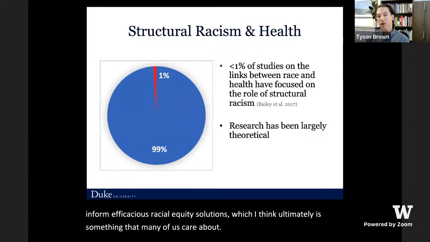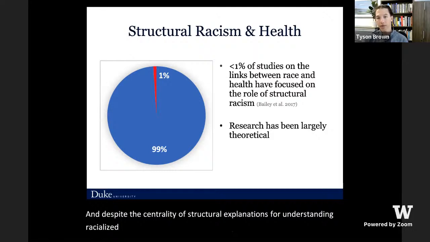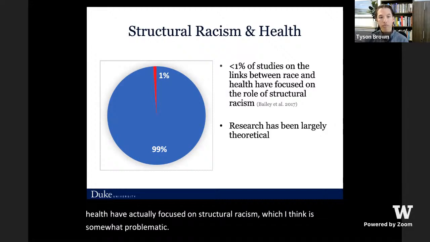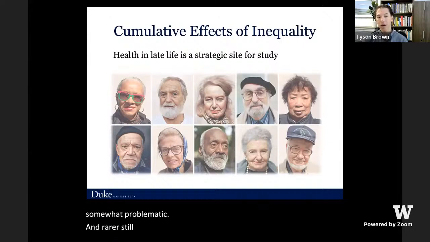And despite the centrality of structural explanations for understanding racialized inequality, less than 1% of studies on the link between race and health have actually focused on structural racism, which I think is somewhat problematic. And rarer still are studies examining how structural racism affects the lives of older adults.